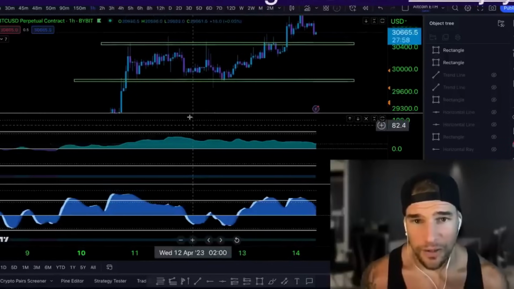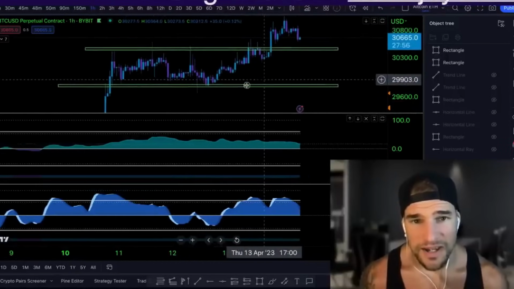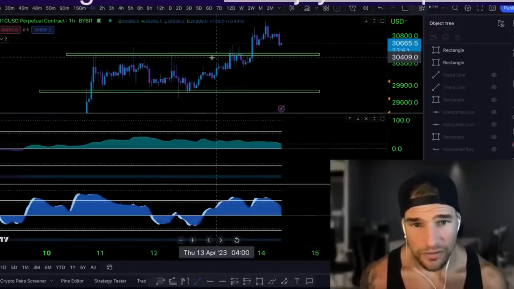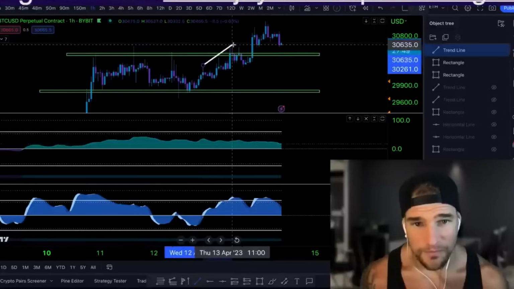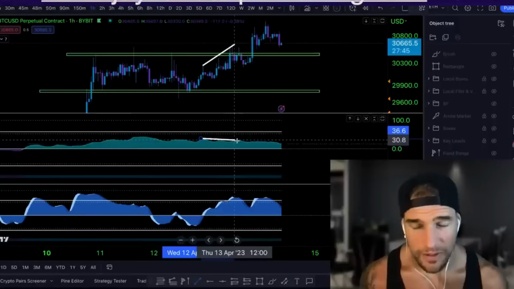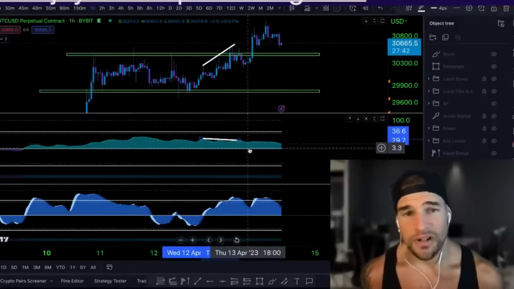For a great example, if we see that the price is getting higher, like it is right here, we can see that the price continues to get higher, but we see that the oscillator continues to get lower. This is called a bearish divergence. Why is this a bearish divergence?